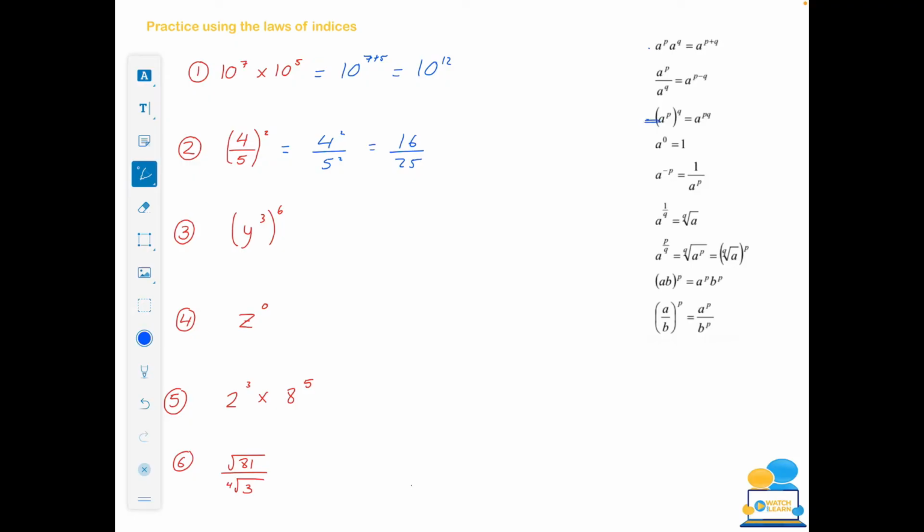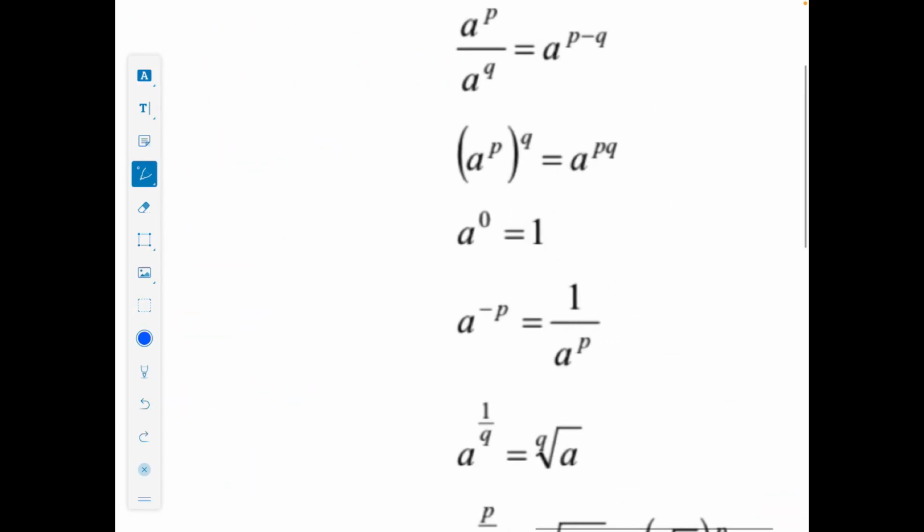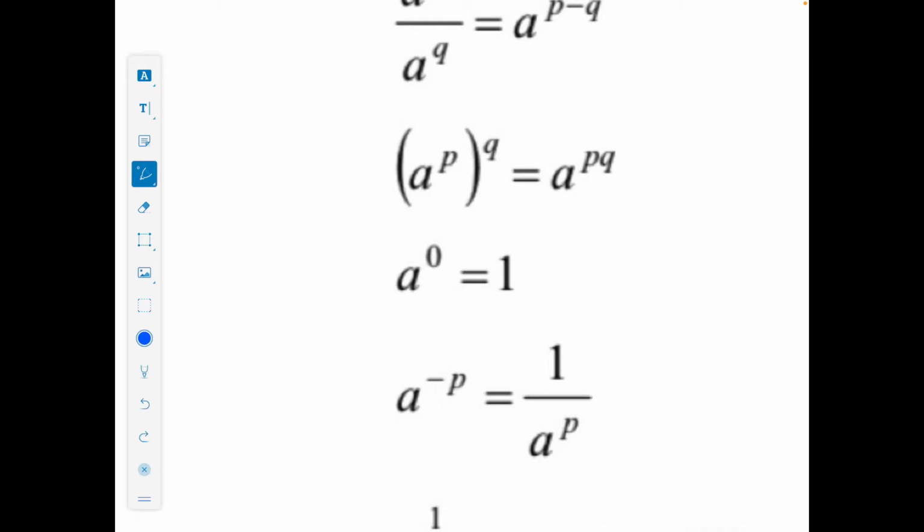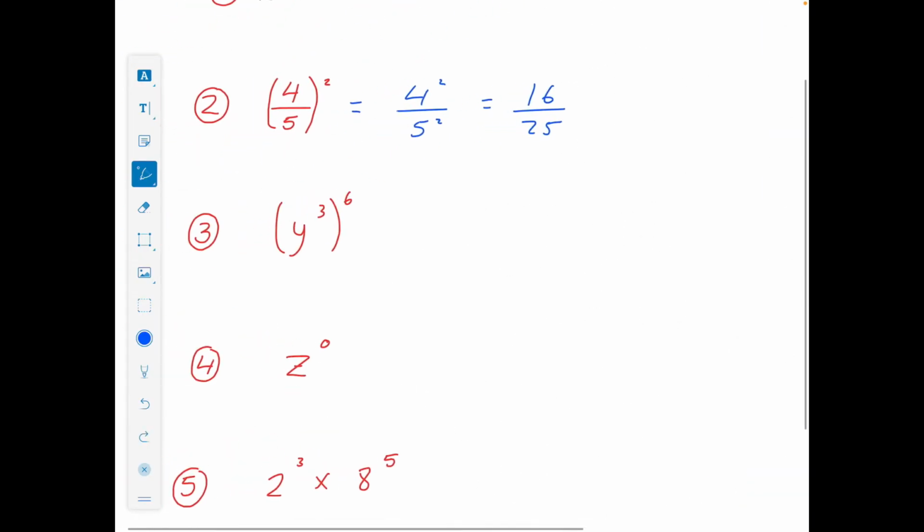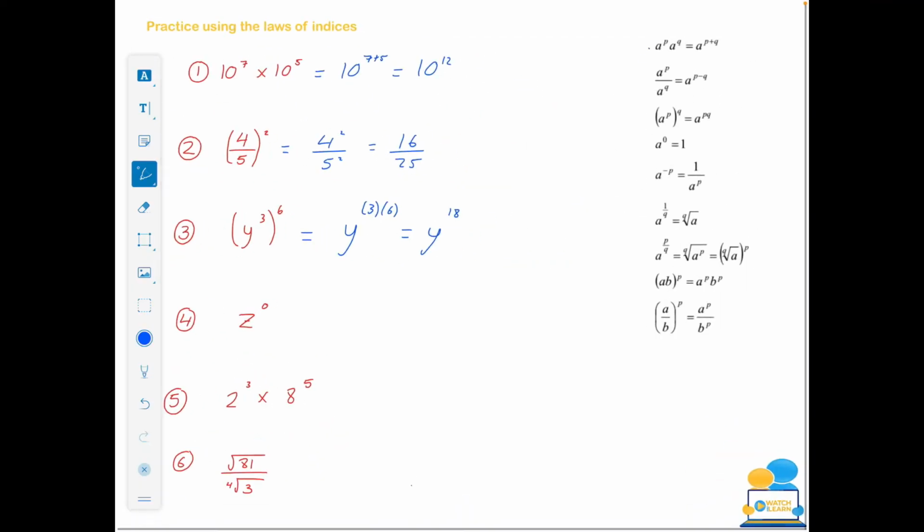Okay, now next one, we have a power raised to a power. So this looks like rule 3 here. So what do they do here? They have a power raised to a power, so a to the power of p, all to the power of q, and they multiplied the powers. Remember, when we have two things squished together like that, it means multiply. Okay, so we're going to do the same thing. So that will be y to the power of 3 multiplied by 6, which is y to the power of 18.